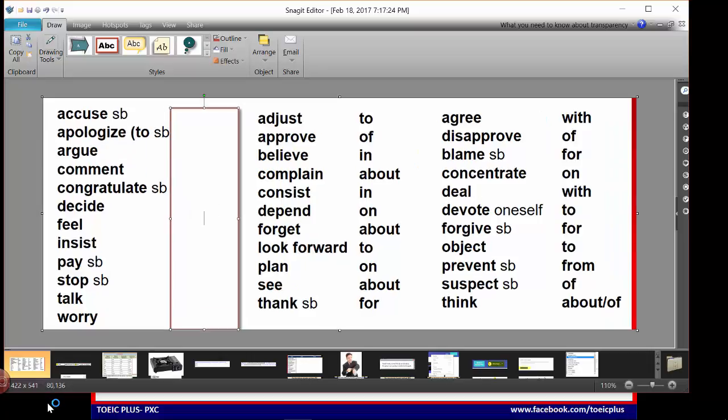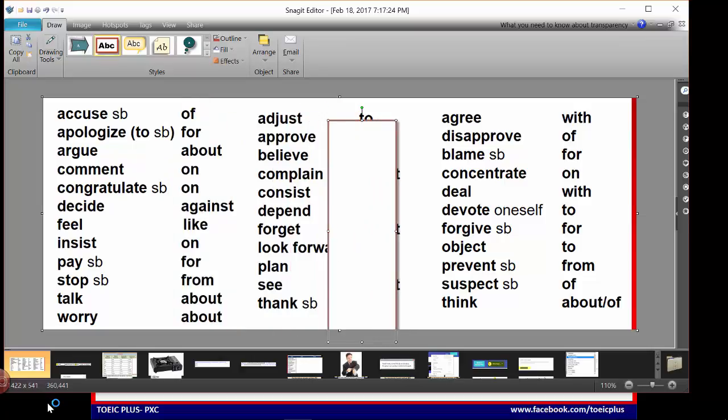Accuse somebody of. What? Apologize to somebody for. What? Argue about. What? Comment on. What? Congratulate somebody on. What? Decide against. What? Feel like. What? Insist on. What? Pay somebody for. What? Stop somebody from. Talk about. Worry about.